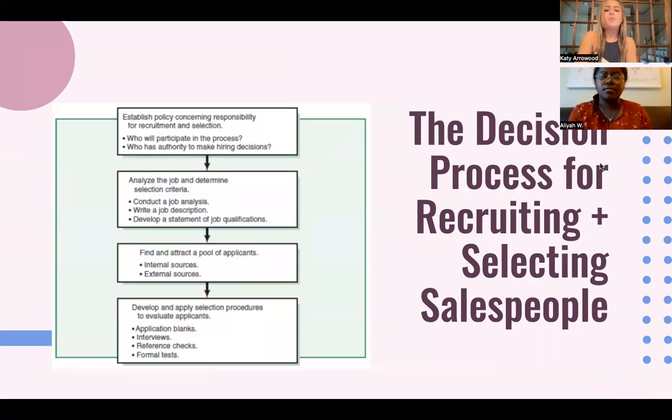So the decision process for recruiting and selecting salespeople, hiring the best employees, is a difficult and complex task, and there's a variety of important issues that must be resolved when recruiting and selecting new salespeople. These issues are diagrammed here to your left. So establishing policy concerning responsibility for recruitment and selection, falling into analyzing the job and determining selection criteria. Next up, finding and attracting a pool of applicants, and lastly, developing and applying selection procedures to evaluate applicants.